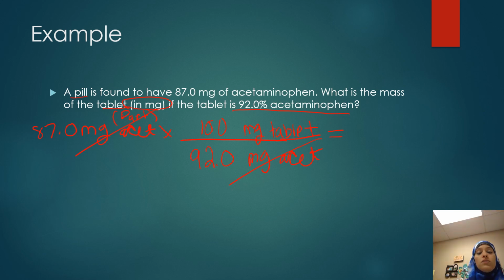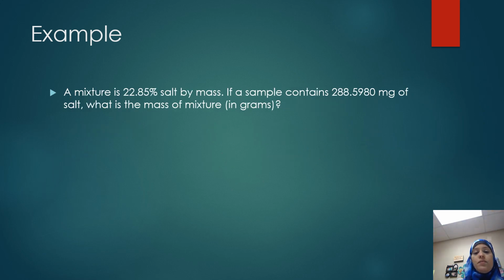So now, guys, since I'm solving for the whole, hopefully that would be bigger than my part. So you should end up with 94.6, and that is milligrams of tablet, and that makes perfect sense because that's larger than the amount of acetaminophen in there, because you expect the whole to be bigger than the part. In terms of sig figs, it's 3 sig figs because both of these numbers, 87.0 and 92.0, have 3 significant figures. Okay?